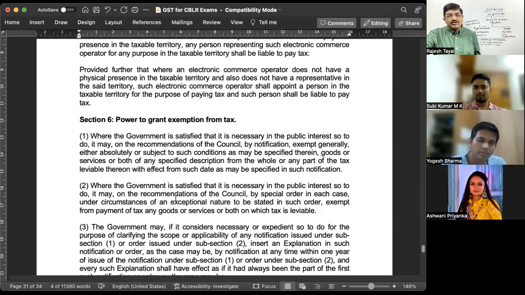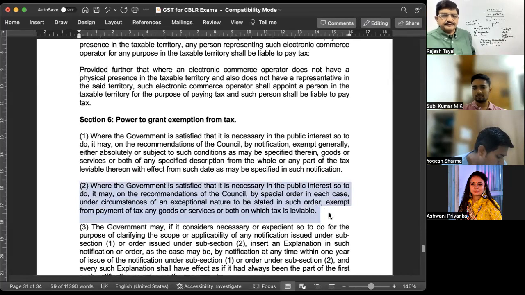So under subsection 2, read it again. Where the government is satisfied that it is necessary in the public interest so to do, it may, on the recommendation of the council, by a special order in each case, under circumstances of an exceptional nature to be stated in such order, exempt from payment of tax any goods or services or both on which the tax is leviable.